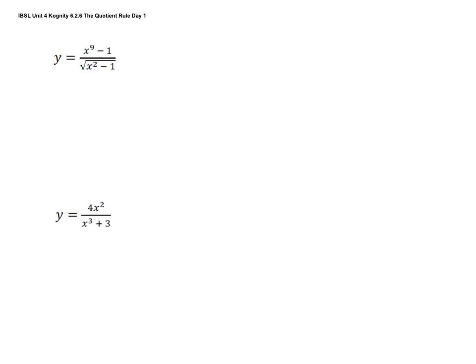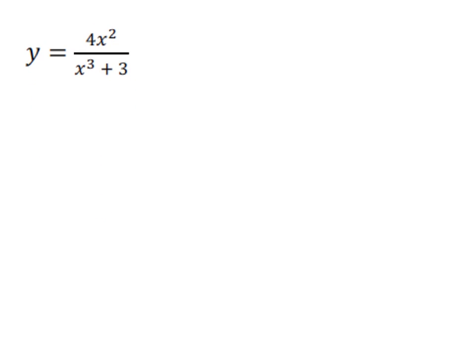On the next page here, I'm actually going to do the 4x squared over x cubed plus 3 first, and then we'll come back to the previous one. Okay? So, what is u? 4x squared. So that means u prime equals 8x. What's v? X cubed plus 3. Good. So what's v prime? 3x squared.